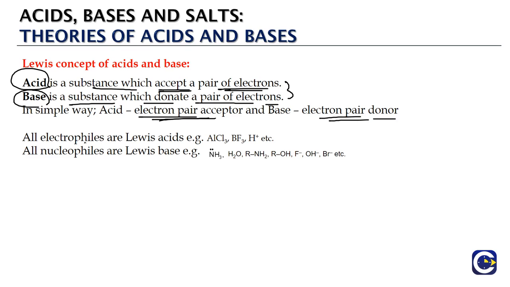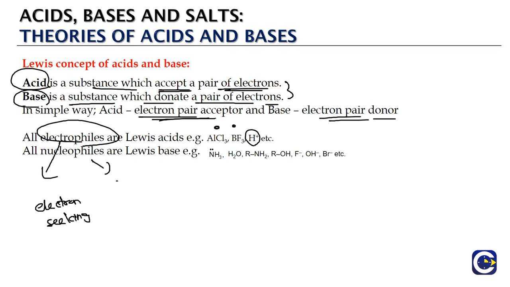So if you look at electrophiles, they are electron seeking, meaning they have fewer electrons. Like we talked about these electron deficit molecules, AlCl3, BF3, even H plus. All of them will be able to act as Lewis acids because they will be able to accept an electron pair.